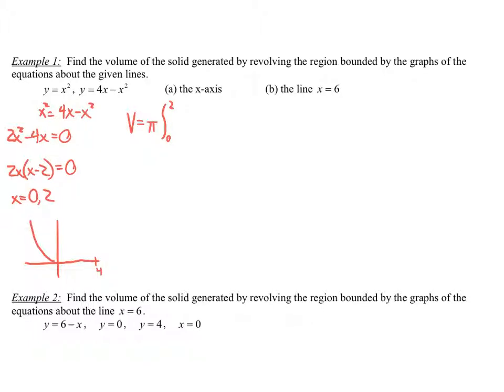Are you also taking the absolute value when you're doing the volume? It automatically will end up being positive because we're spinning it around, so the squares end up making it positive.